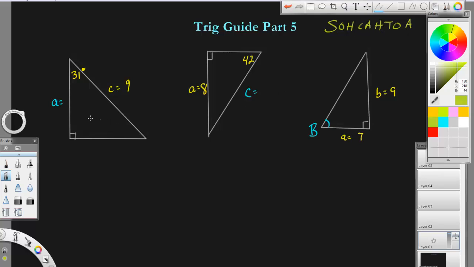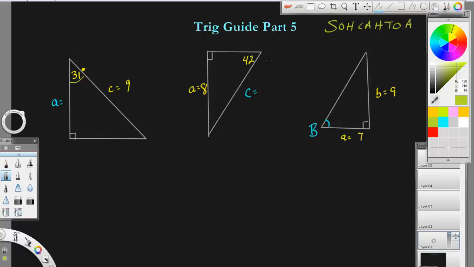Okay, so what we do is we have to figure out, are we solving for a side or are we solving for an angle? So in this case, we're solving for a side, which means we have to have an angle, which we do, 31 degrees. And this side over here is given. So let's identify the given side and the side we're trying to find. The given side is the hypotenuse. The side we're trying to find is which one? The adjacent side. Remember this would be the opposite side, so that's adjacent. So we are interested in the adjacent and the hypotenuse.